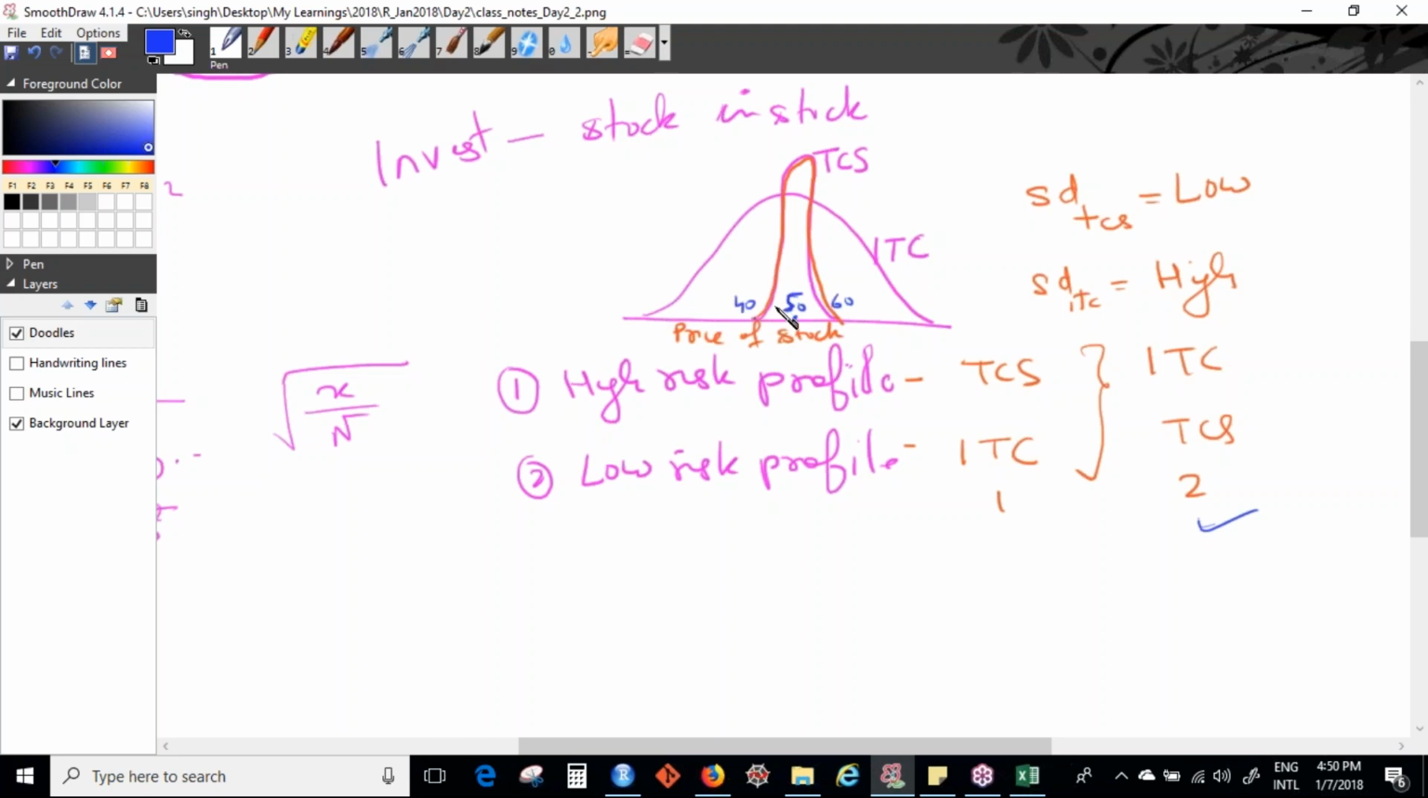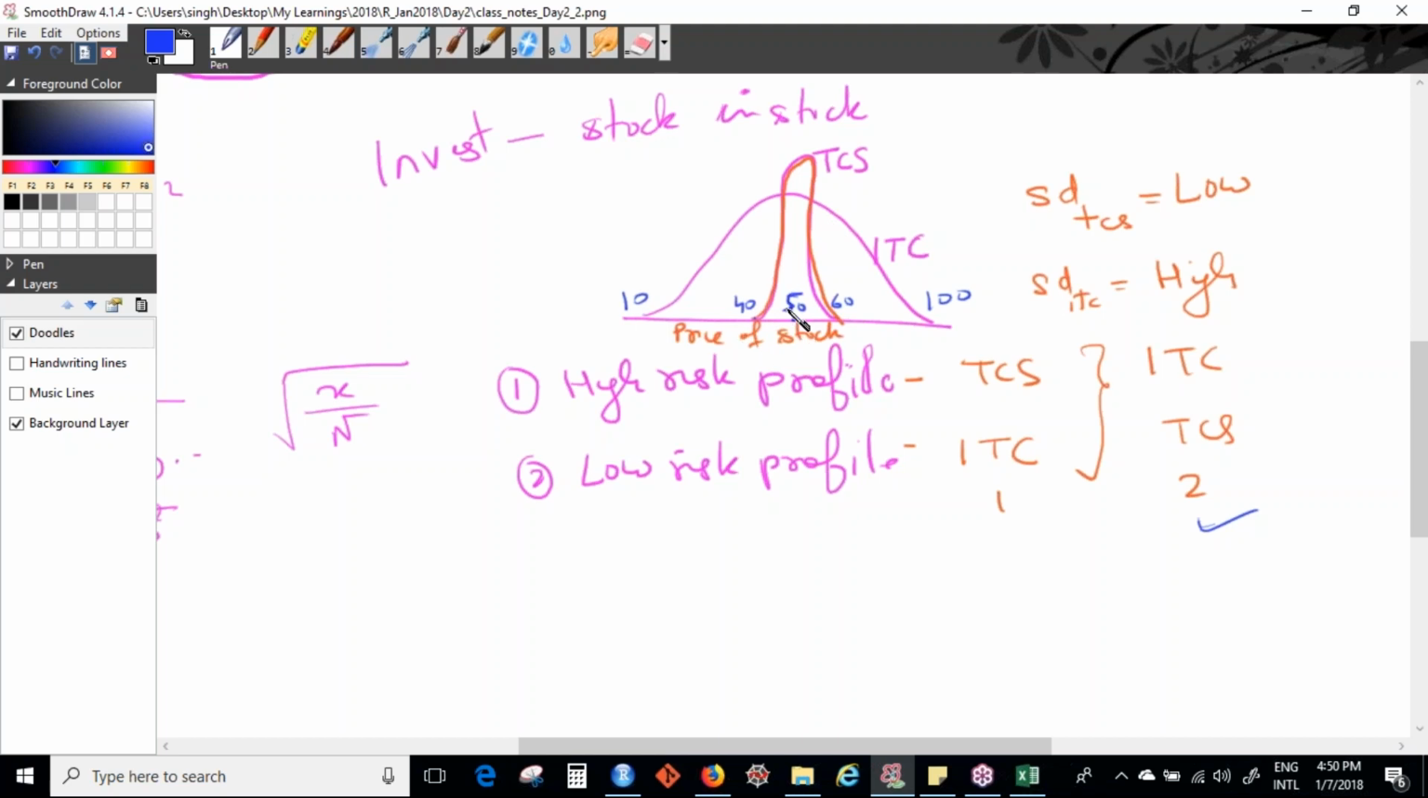It is very logical. So TCS, it varies only from 40 to 60. The average is 50. Okay. ITC also has an average of 50, but it varies from 10 till 100. You see that, right? You see that on the screen right now. ITC has a higher variability. Standard deviation is high for ITC. That means it can vary more than what TCS varies.